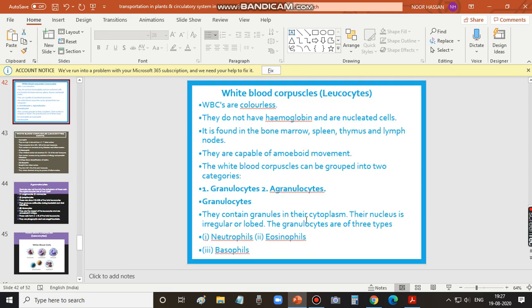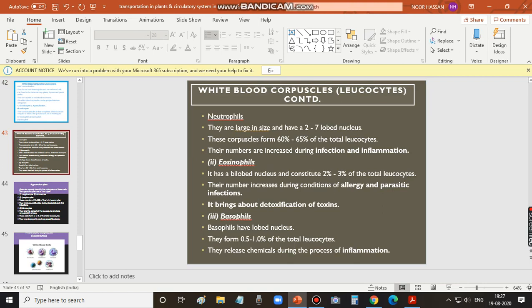Granulocytes contain granules in their cytoplasm. Their nucleus is irregular or lobed. They don't have a particular shape, they are irregular and lobed, with lobe-like thickenings. Granulocytes are of three types: neutrophils, eosinophils, and basophils. We'll discuss one by one.